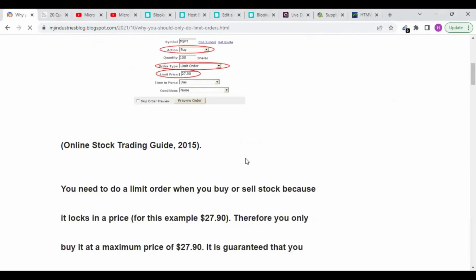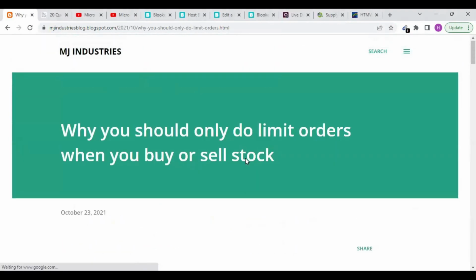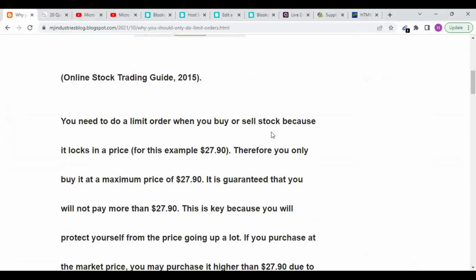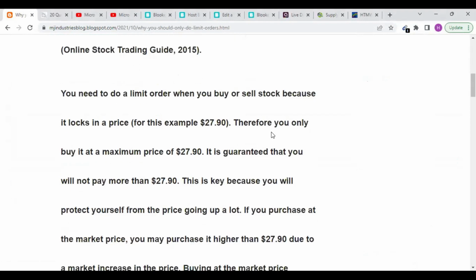So here, limit orders. If trading stock, limit orders are important because limit orders lock in a price for you. So you won't buy at a higher price or sell at a lower price than that limit. So it locks in that price so you don't lose money.